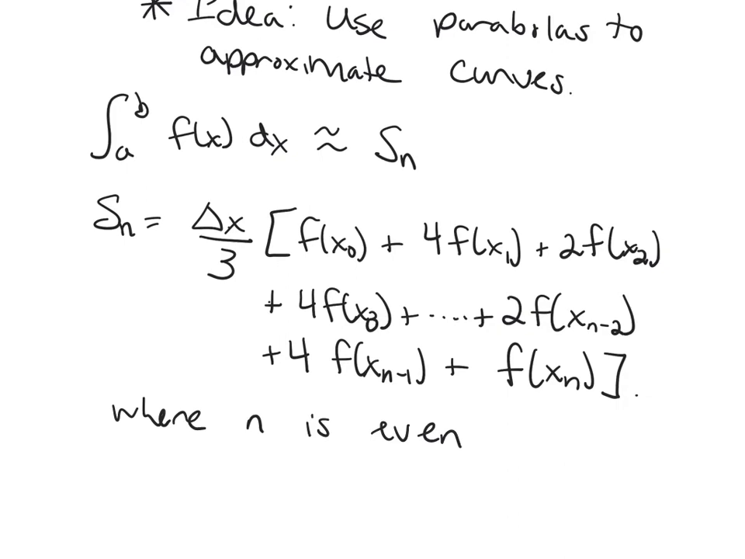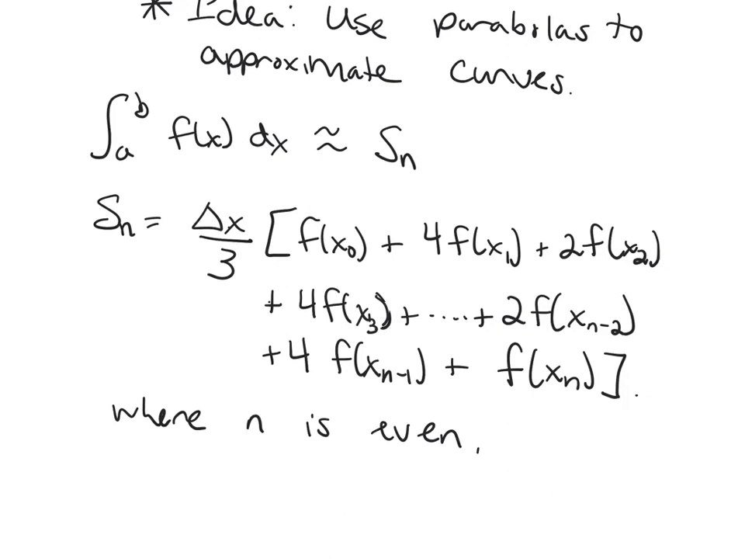Is that a 4 f of x3, in the second line? Second line, that's 4 f of x3, yes. All the odd indices are getting a coefficient of 4. The even ones are getting a coefficient of 2, with the exception of the first and the last, which have coefficient 1. Okay?